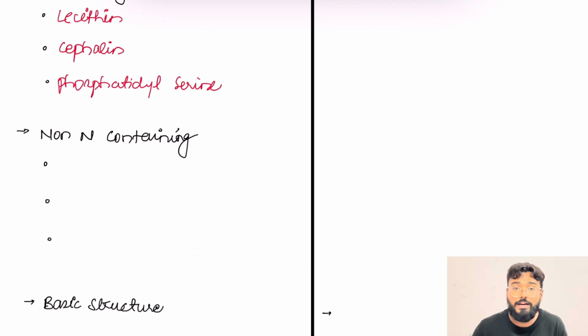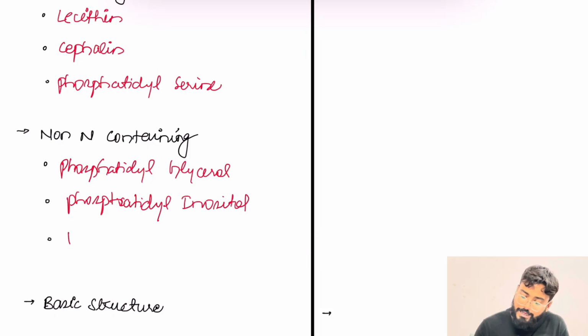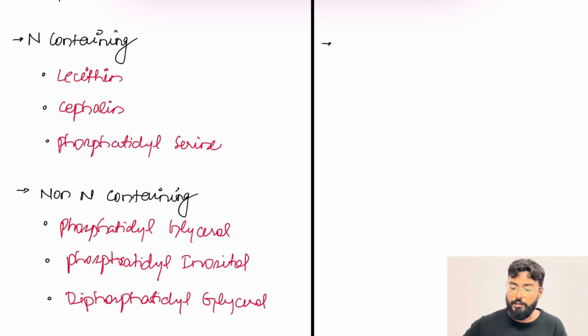Now in case of non-nitrogen containing bases, the head groups that are non-nitrogen containing, the examples are phosphatidyl glycerol, phosphatidyl inositol, and diphosphatidyl glycerol. These are your non-nitrogen containing.